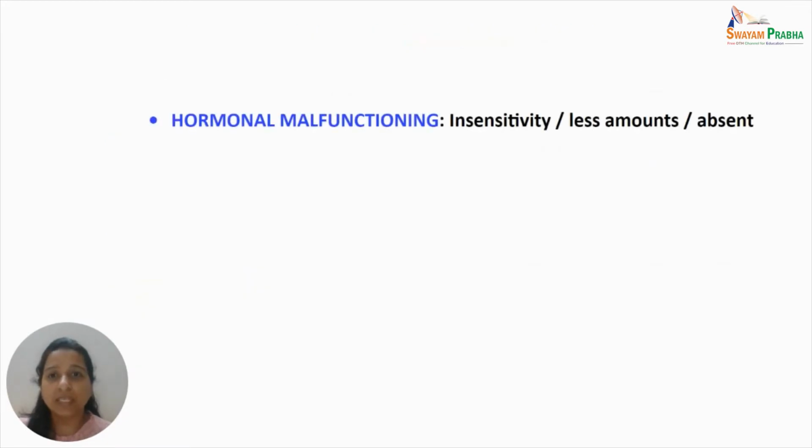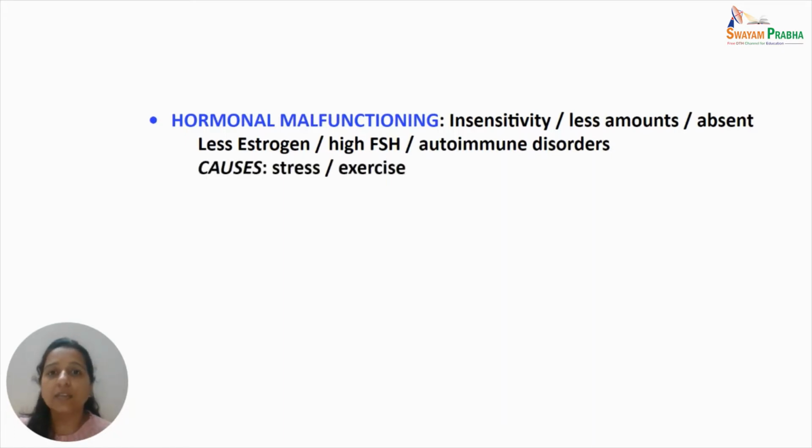Another cause of infertility among females is hormonal malfunctioning, in which the hormones may be insensitive in their effect, they may be produced in very small amounts, or even be absent altogether. The important hormones required in the female reproductive cycle are estrogen and FSH. So if there is less estrogen or high FSH, or there are certain autoimmune disorders, which may be because of mental stress, or heavy physical exercise that a female does, the reproductive barriers may arise.